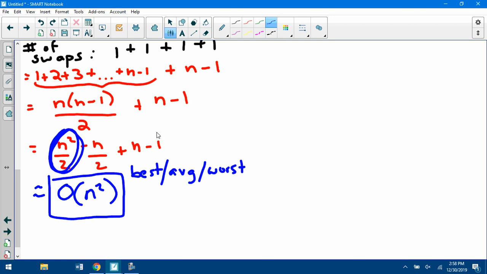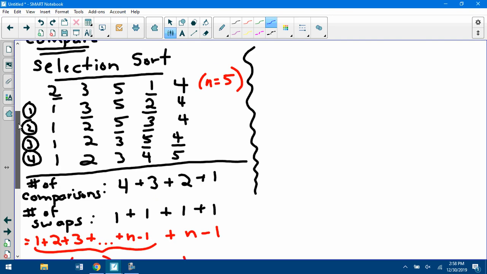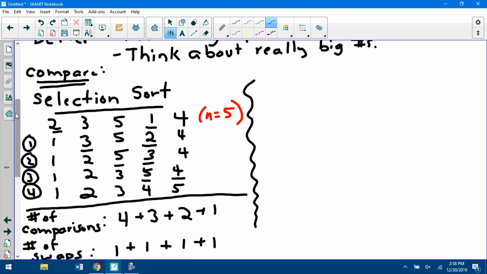Okay, so that's the efficiency for selection sort. If you've got any questions, if something didn't make sense, pause it, bring me over so that I can answer it, because insertion sort happens next here. Good? All right, now let's go back to compare it to insertion sort.